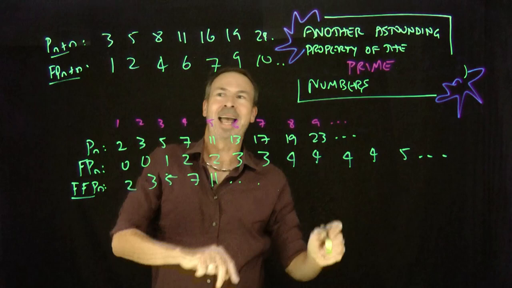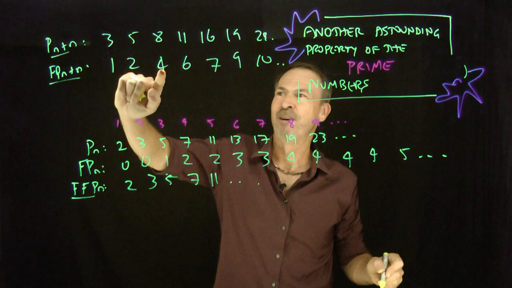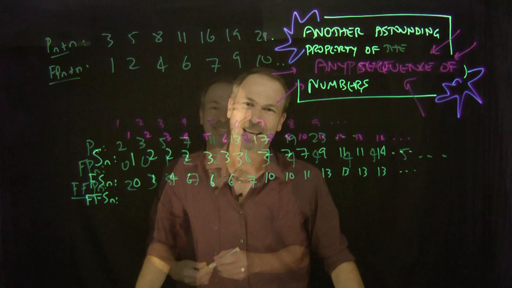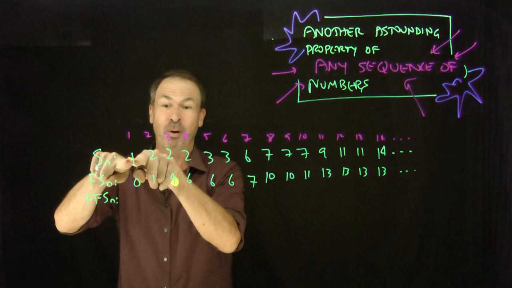Okay. Are all the counting numbers appearing split amongst these two sequences? 1, 2, 3, 4, 5, 6, 7, 8, 9, 10, 11. Keep going. The answer is yes. What's going on? But wait, more is true. Here's the thing. This is true of any sequence you want to write down of non-negative integers. As long as your sequence never decreases, you can repeat entries for a while, but as long as you're generally going up, this property is sure to be true.